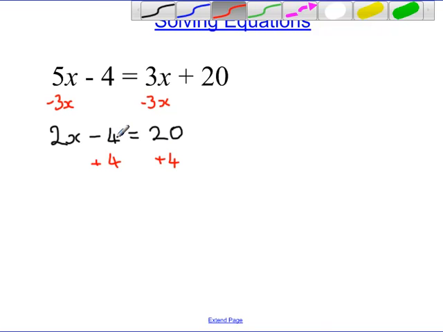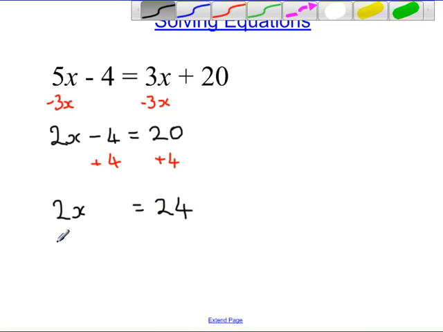So we could add 4 onto both sides. So again, you've added 4 onto the left hand side, and whatever you do to one side you must do exactly the same to the other side. So we've got 20 plus 4 and we've got minus 4 plus 4. So again, 2x remains the same. Minus 4 plus 4 is 0, so that is now gone.